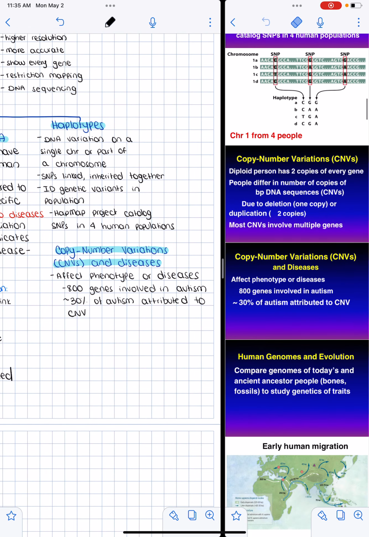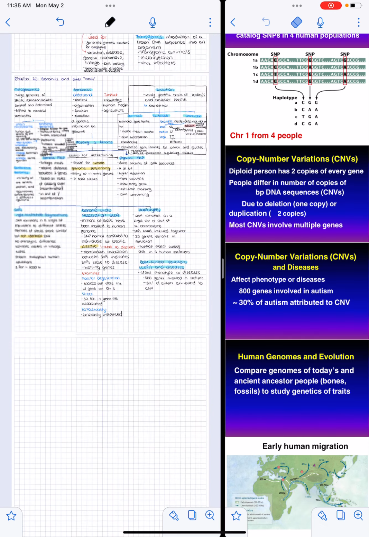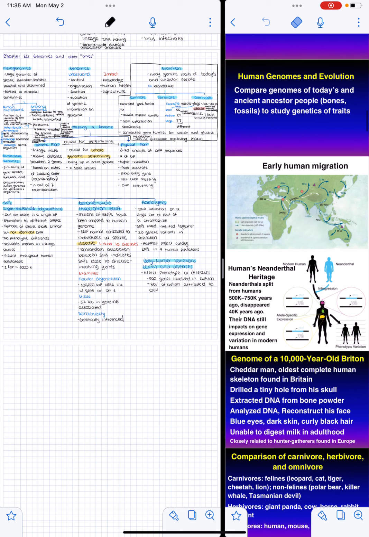Copy number variations affect the phenotype and are related to certain kinds of diseases. They are, as the name says, variations in copy numbers of DNA sequences. This can be due to a mechanism of deletion of one copy, or duplication. There have been approximately 800 genes identified to be involved in autism, and out of these, approximately 30% have been attributed to copy number variations.